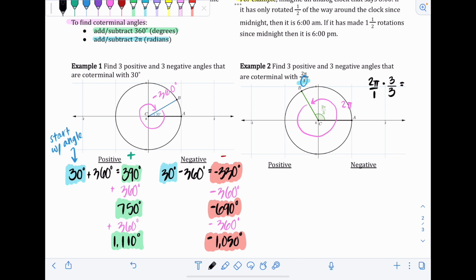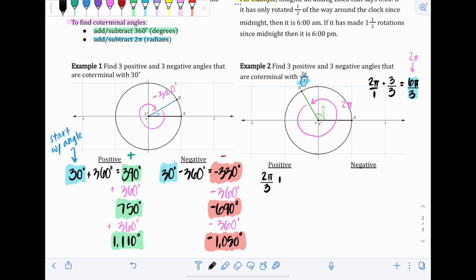We can think of this as 2 pi over 1. So 2 pi times 3 is 6 pi over 3. Now this is equivalent to 2 pi, it's the same value because 6 over 3 is 2. It just now has the same denominator as our original angle, and we're going to have to add or subtract it from our original angle. So we're going to use that 6 pi over 3 instead of 2 pi when we're trying to find the full rotation. So for my positive one, we're going to start with our original angle, 2 pi over 3.